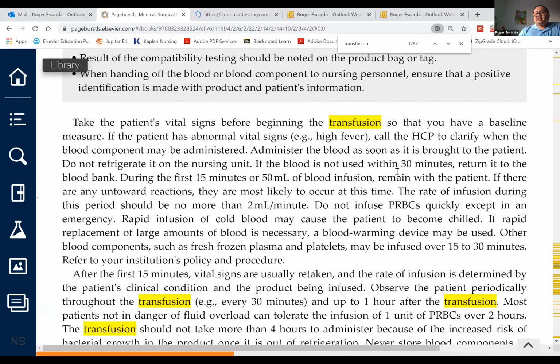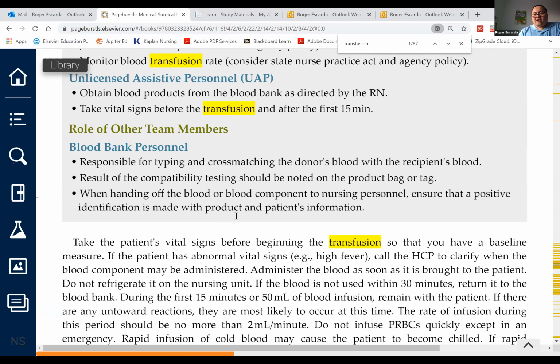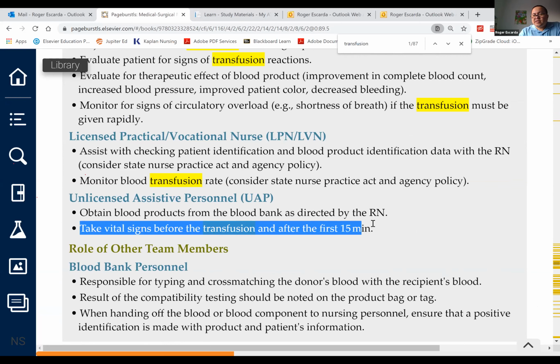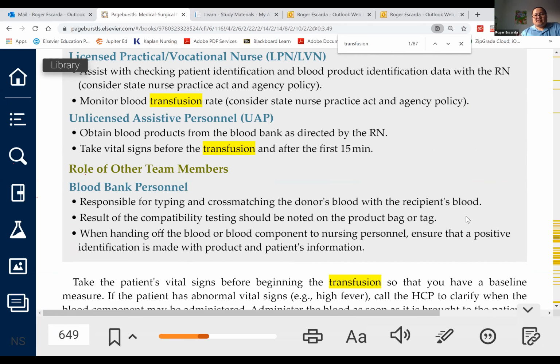Now, 15 minutes later, who takes the vital signs? The CNA can take it at that time. Not this one. Okay, then the RN should take it 15 minutes later. The blood pressure here is saying after the first 15 minutes. So let's put times here. Let's say I'm the RN, I started the blood transfusion at 5:30 p.m. We need a set of vitals before 5:30, right? Before I started. So at any time before, I can have the CNA take that. That clearly says here, before the transfusion.